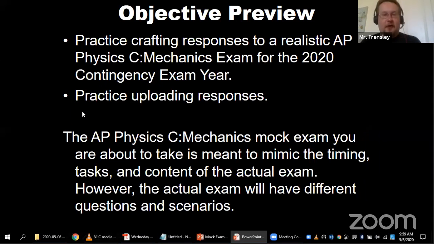So we're going to practice crafting responses to a realistic AP Physics C Mechanics exam, and we're going to practice uploading the responses. The mock exam you are about to see was entirely composed by me. It was not entirely vetted. So just be aware that your real mock exam will probably test different concepts.